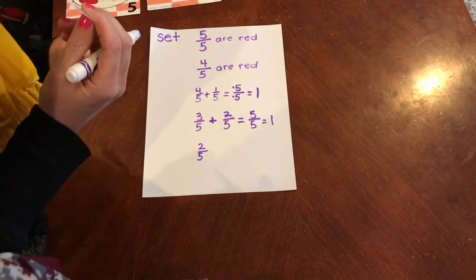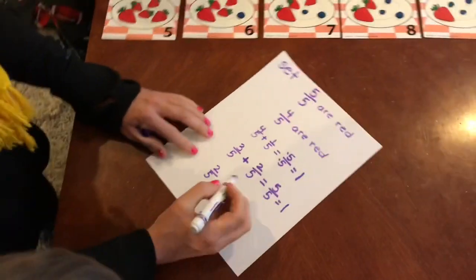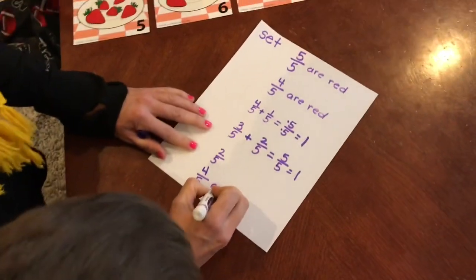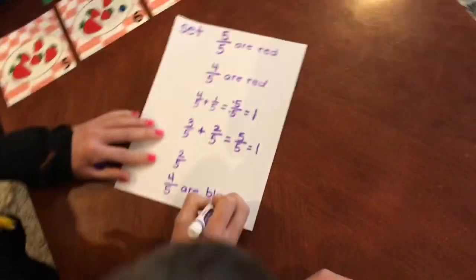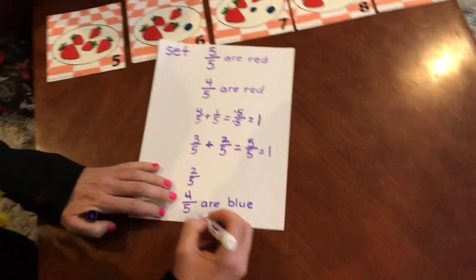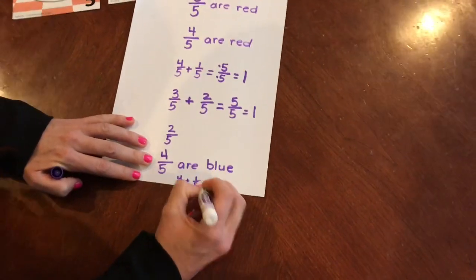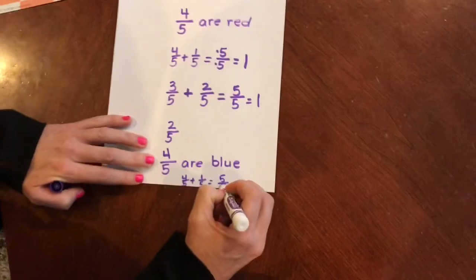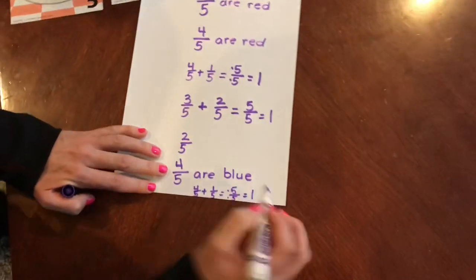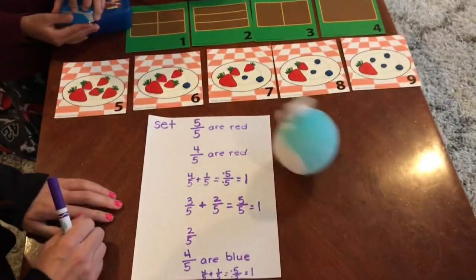Oliver, do you agree or disagree? Agree. And you were correct. So this last one is 4/5 are blue. What could you say is the adding sentence for that last one? 4/5 plus 1/5 equals 5/5. If the top and the bottom are the same, what do we call that? 1 whole. Since these all have the same amount of numbers, they'll always equal 1 whole.